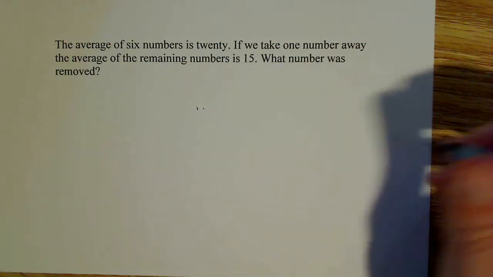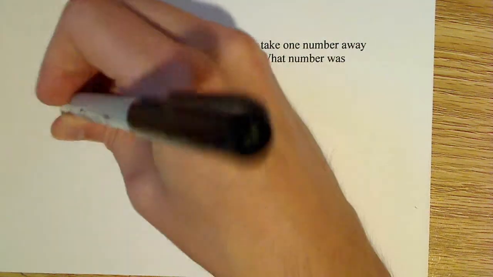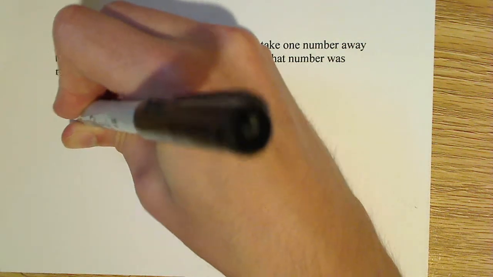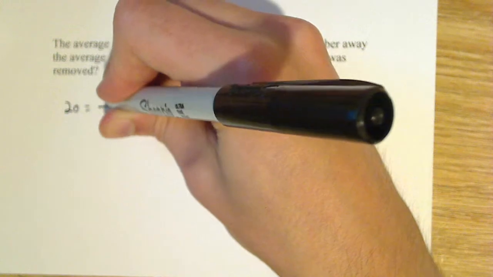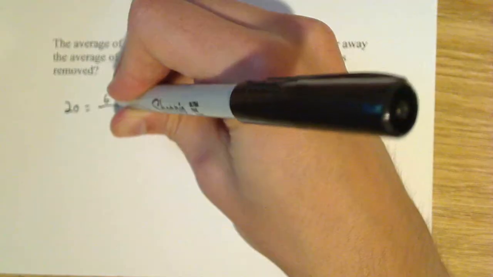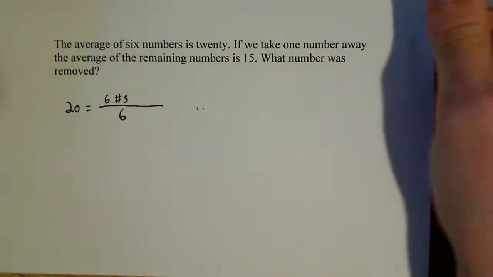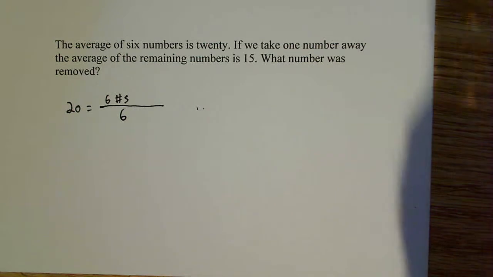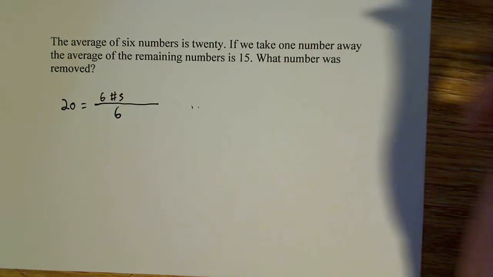What's the unknown number? So we know that the average of 6 numbers is 20. So the first thing I'm going to say is 20 is equal to the sum of 6 numbers, and that's going to be, again, remember, divided by 6. And that makes perfect sense because there's 6 numbers, okay? And finding the average, we have 6 scores.